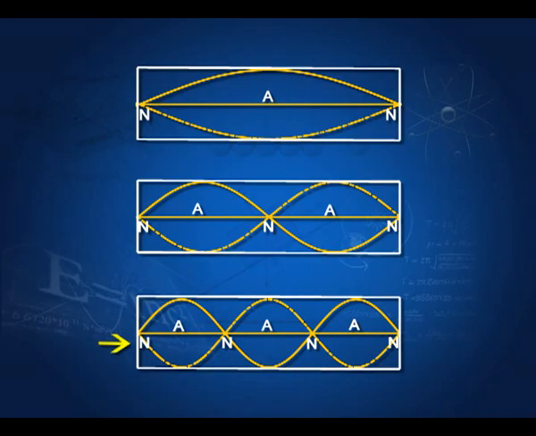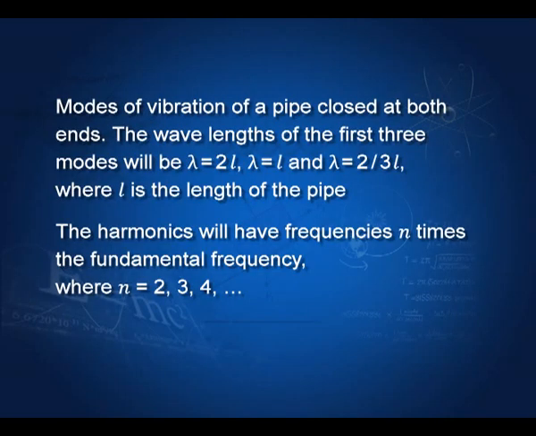Now, if we go to the next mode, we have four nodes and three antinodes in between, and we have now the length equal to 3 lambda by 2. This is 1 lambda, this is half lambda, so 3 lambda by 2. And therefore, the harmonics of the fundamental, say fundamental frequency is nu, this is 2 nu, this is 3 nu, and all harmonics 1, 2, 3, 4, 5 are present, just like in the case of a string fixed at both ends.